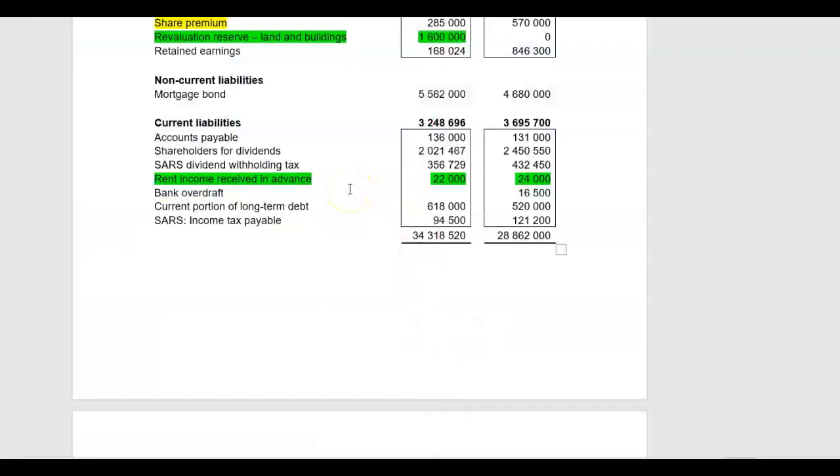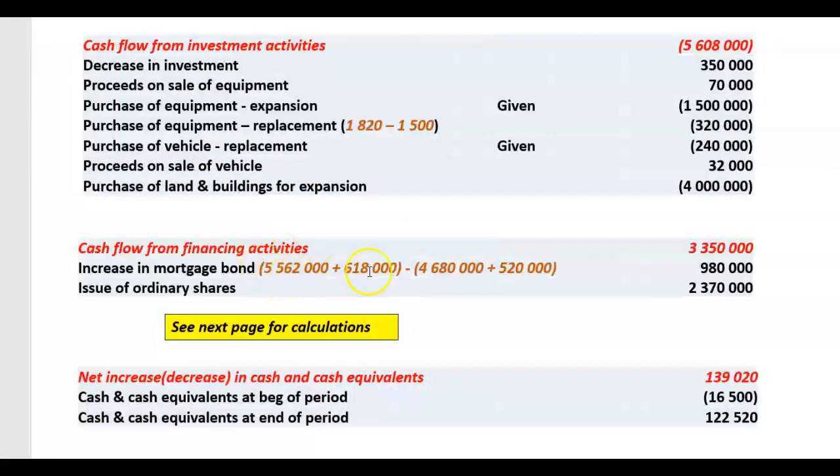Now let's do the easy one first. The easy one is our mortgage bond. They don't give us any further information, so we must just purely work on the movement in balances. So what you should have remembered is to add the 4680 plus the 520,000, and then you would have subtracted it from the 5562,000 plus the 618,000. And that will give us then an increase in the mortgage bond of 980,000.